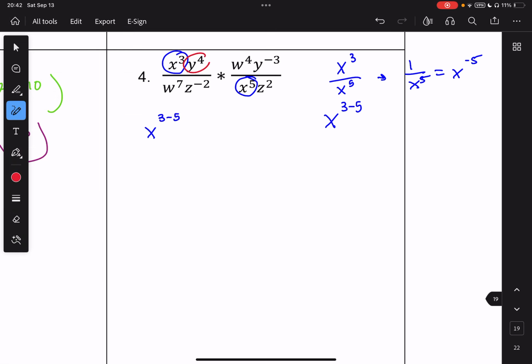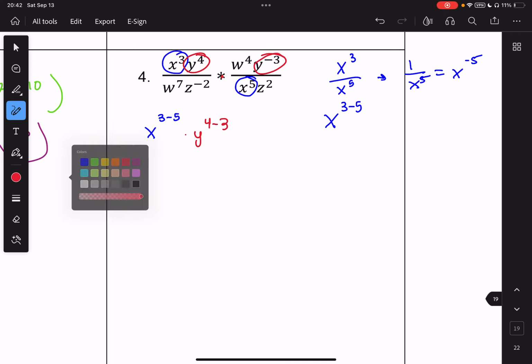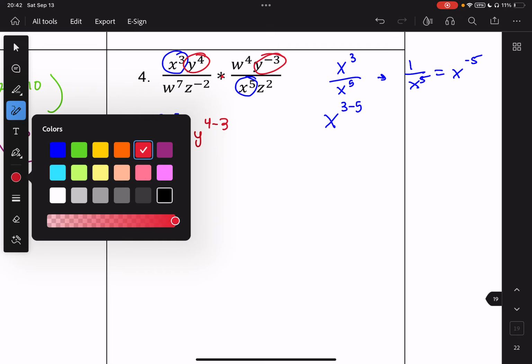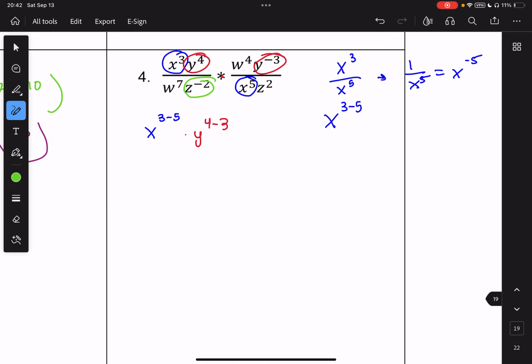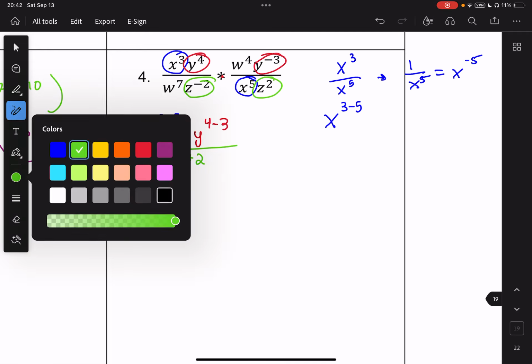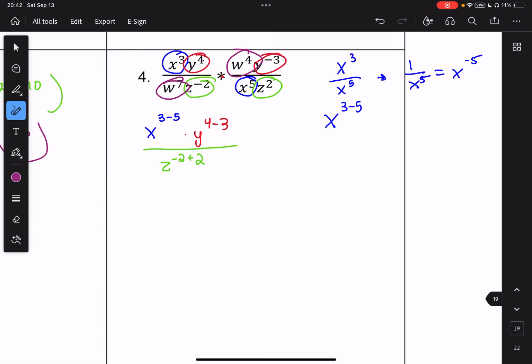The second part, let's work on our y's. Y to the fourth and y to the negative 3. And remember, this is being multiplied. So we'll just do y to the fourth minus 3. Let's work on our z's now. Z to the negative 2, z squared. So let's write it over our fraction. Z to the negative 2 plus 2. The last one we have is w. W to the fourth over w to the 7. And remember how I said for our x values, we subtract the 7.